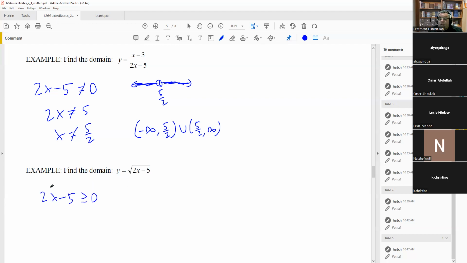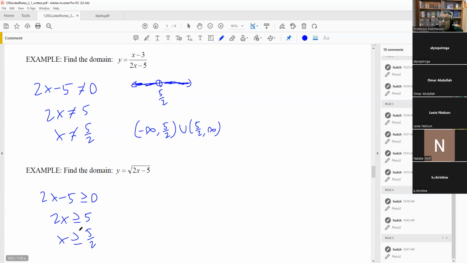Whatever is inside here, if I solve this inequality, that's going to tell me all the values that I'm allowed to put inside here. I am allowed to take the square root of 0. I just can't take the square root of anything that's less than 0. Okay, so as long as I have a number that is greater than or equal to 0, that'll work inside here. So let's solve this. I get 2x is greater than or equal to 5, divide by 2. And I get that x is greater than or equal to 5/2.